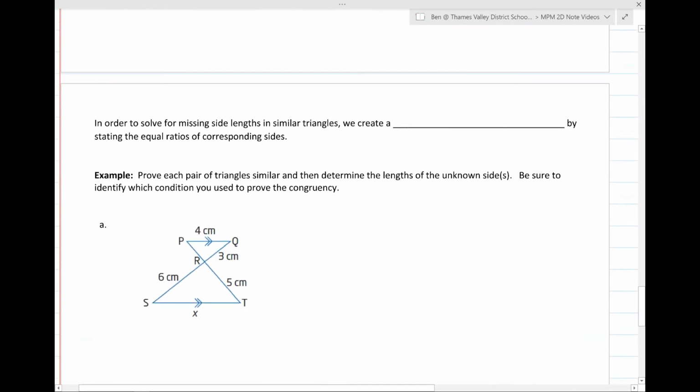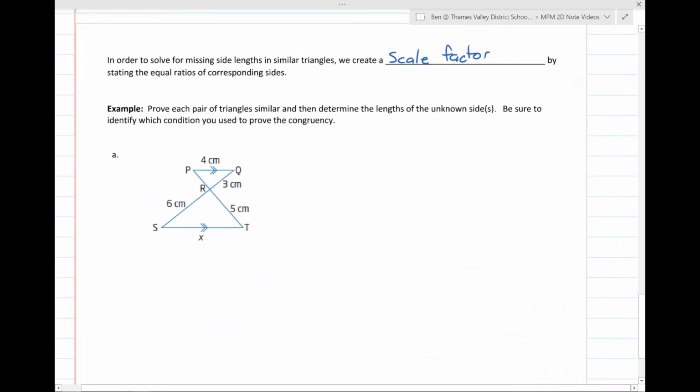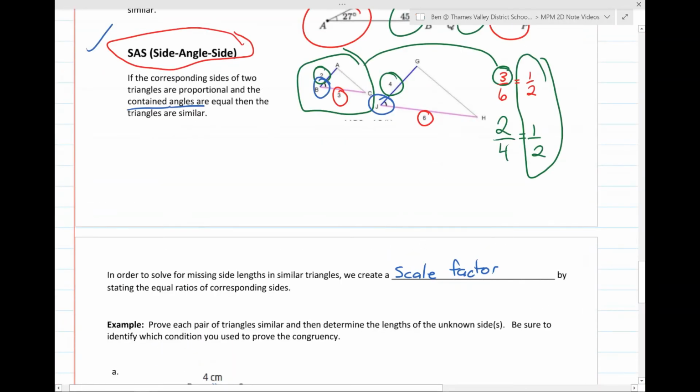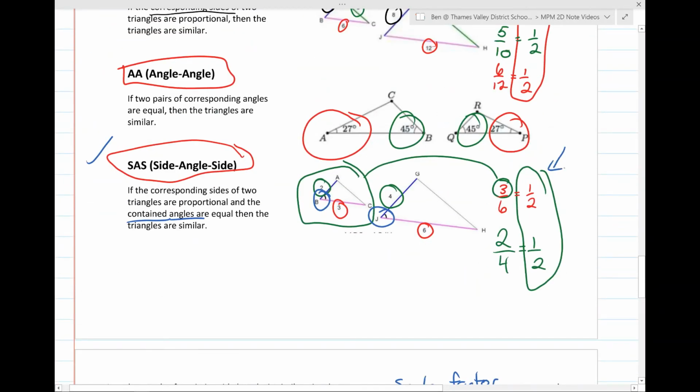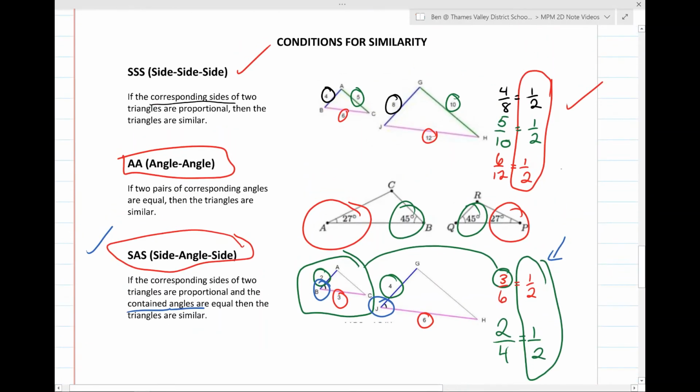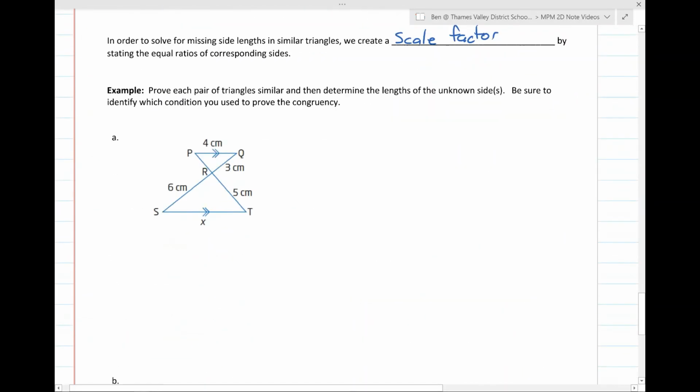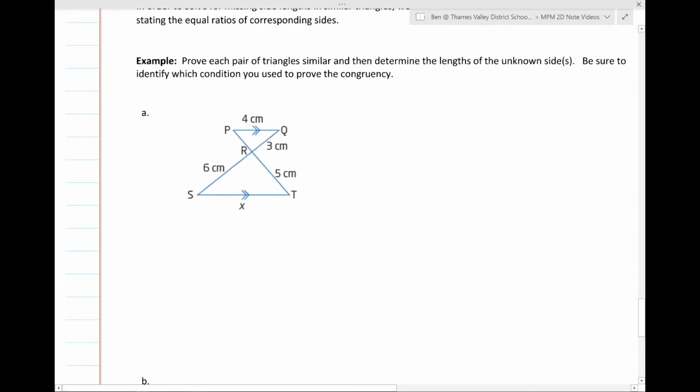In order to solve for missing side lengths in similar triangles, we create what we call a scale factor by stating the corresponding ratios, the ratios of the corresponding sides. So what we have circled here, this 1/2 and 1/2 up here, that's what we call our scale ratio. For the first pair of triangles, our scale ratio is 1/2. For the second set of triangles, our scale ratio is also 1/2. It will not always be 1/2, but sometimes it is.